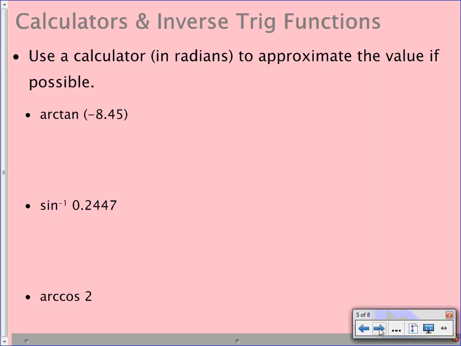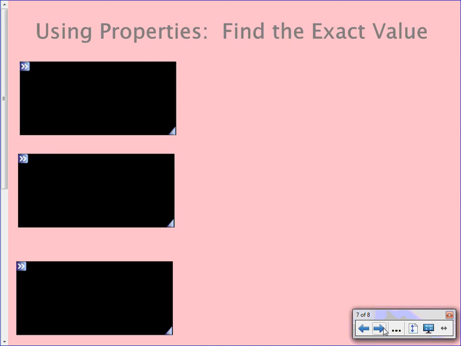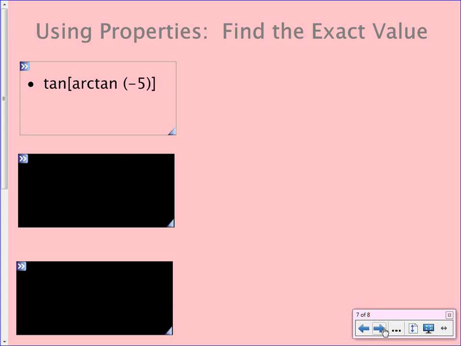All right. So I'm going to be Vanna White again here, but I'm going to go in order. I wish it was a new car. Instead, we have a math problem. The tangent of the arctangent of -5. The tangent of the arctangent will always cancel out.